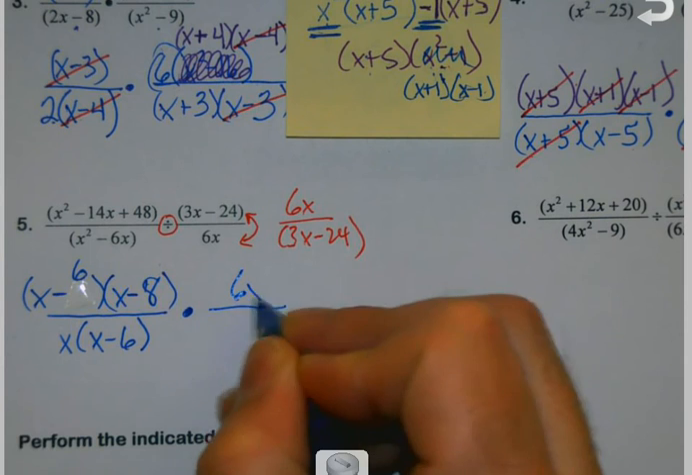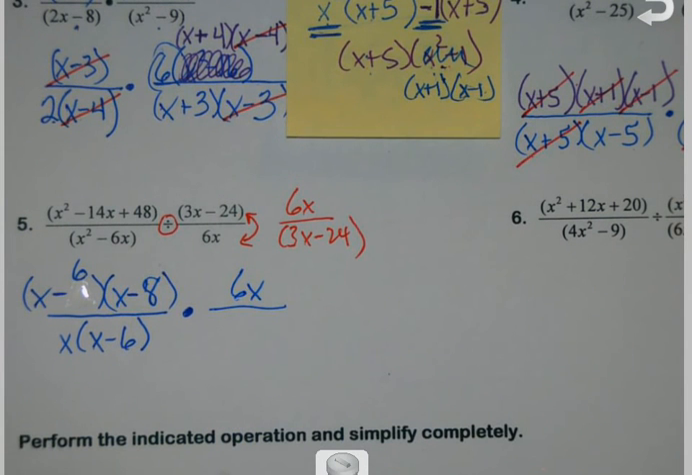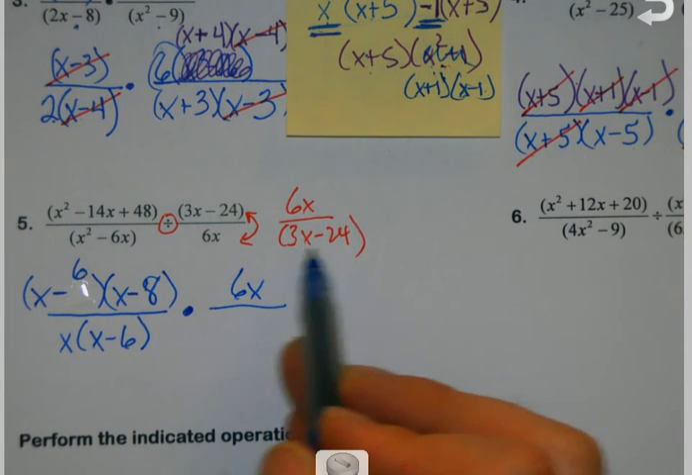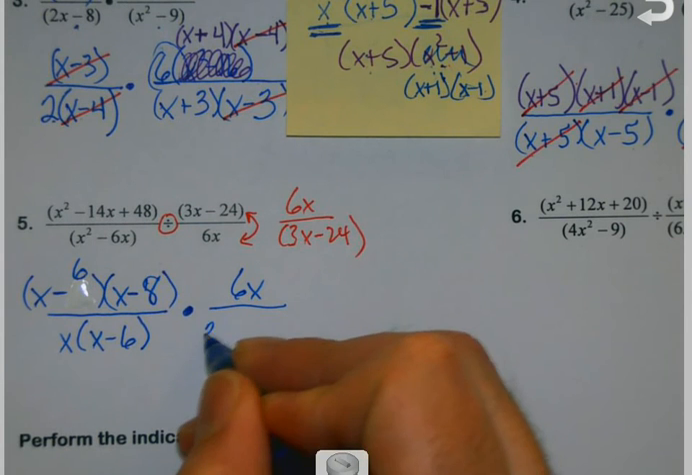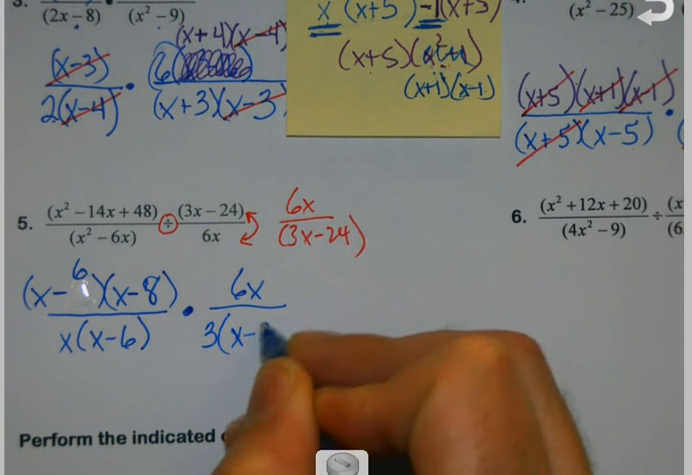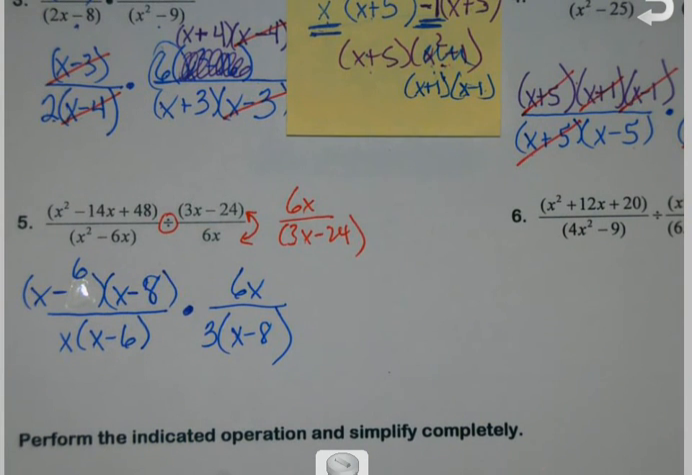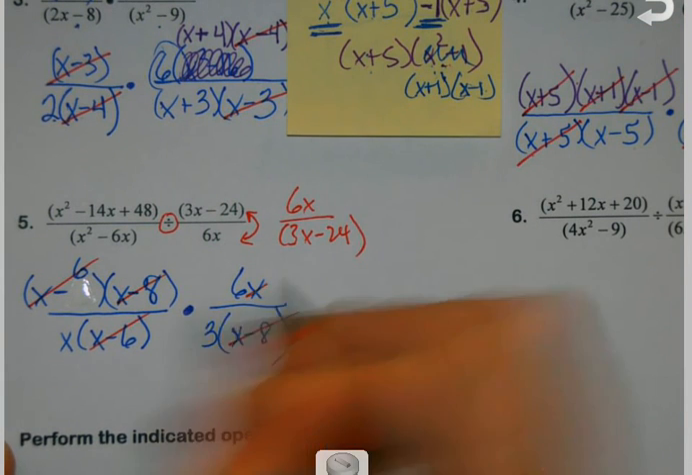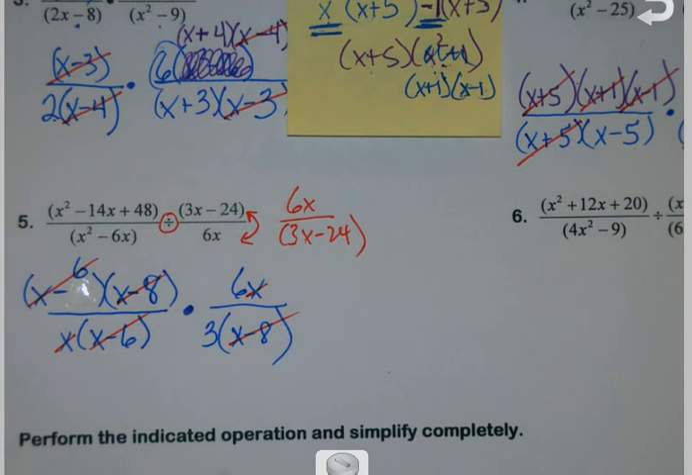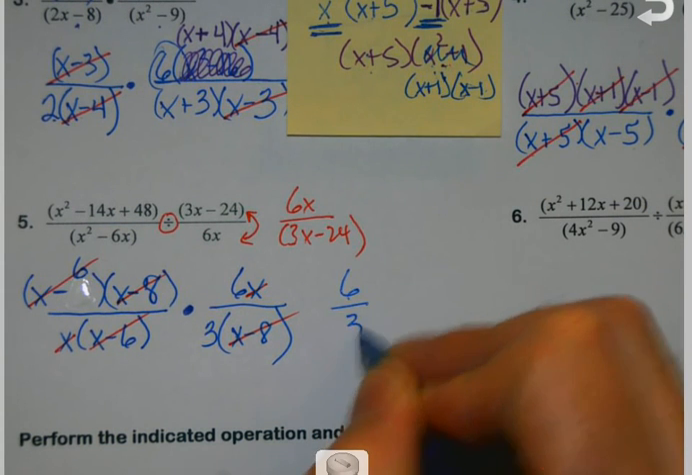Well, I can't do much with 6x, because there's no pluses or minuses. But what about my denominator? You could take a 3 out. To take a 3 out, and that leaves me with x minus 8. And again, now at this point, once everything is factored, now I can start canceling away with different things. So the x minus 6, the x minus 8, the x's that are individual, that aren't bonded, nice. And you're like, 6 divided by 3, that's all I got left.